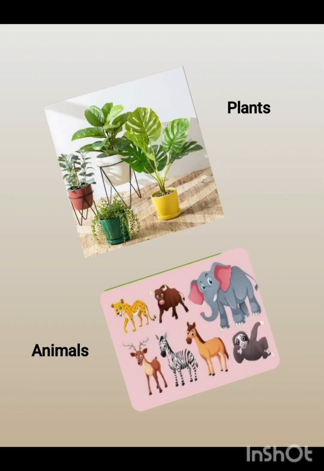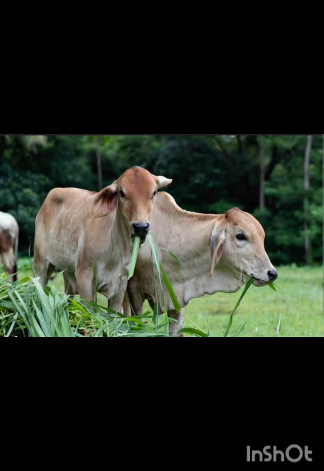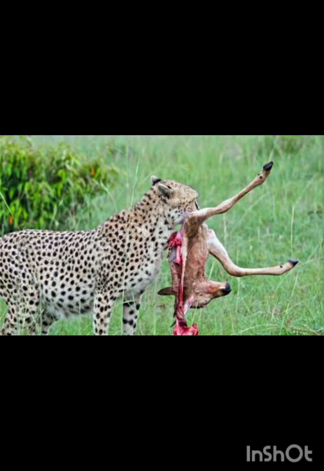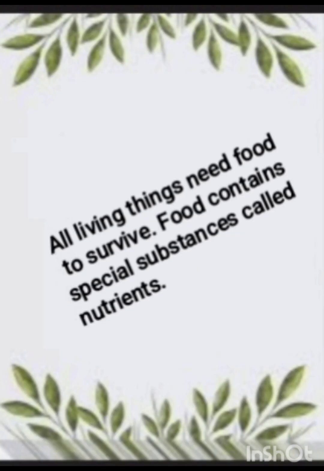You have learned in chapter 1 that plants can prepare their own food by the process of photosynthesis, but animals cannot. Animals get their food from plants either directly by eating plants or indirectly by eating animals that eat plants. All living things need food to survive. Food contains special substances called nutrients.